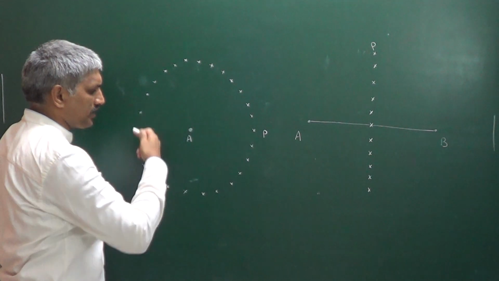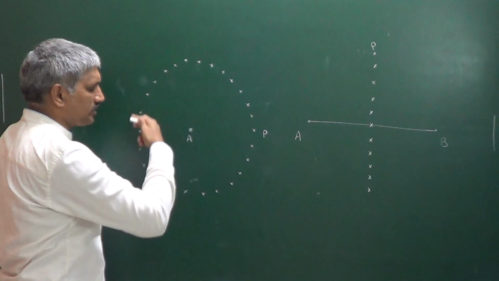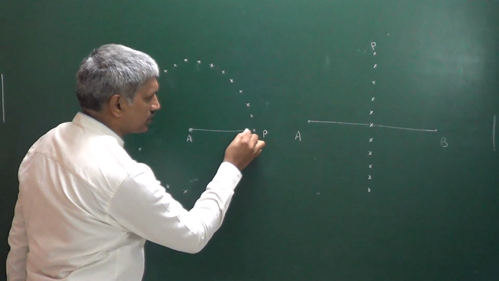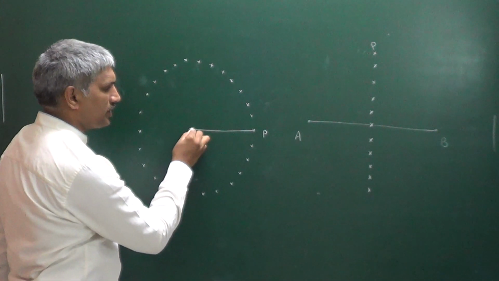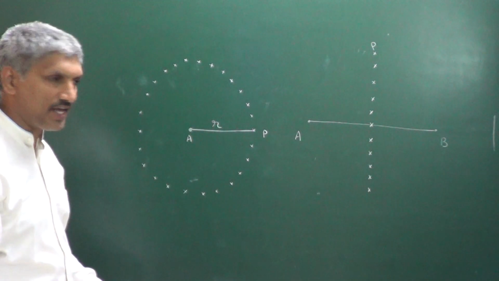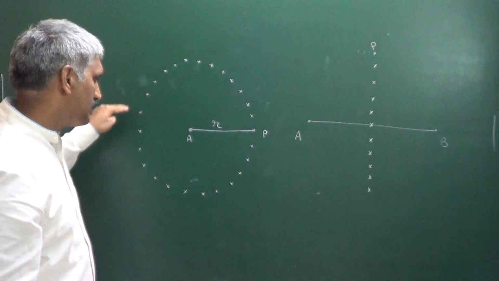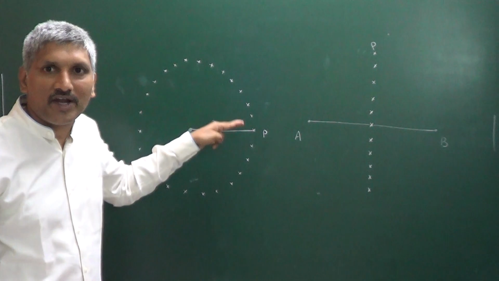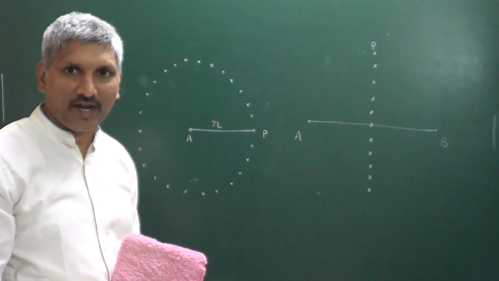You see here, this is a fixed point. The collection of all these points satisfies one condition. What is that condition? This distance is equal to a constant. Then all these points represent a circle, right? The collection of all these points is a circle.